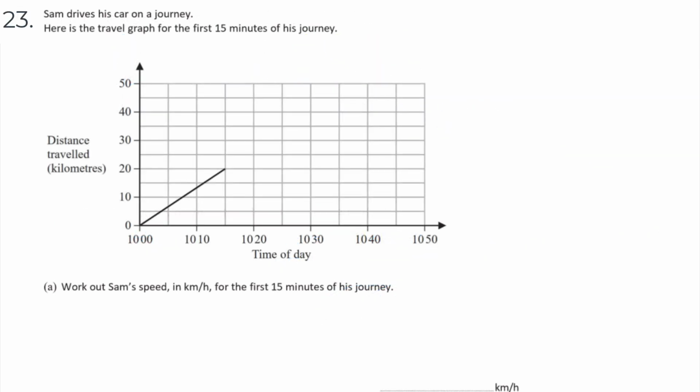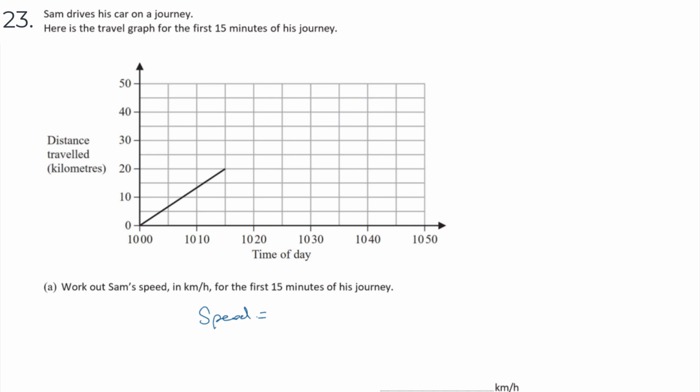Sam drives his car on a journey. Here is the travel graph for the first 15 minutes of his journey. Okay, we've got a little stumpy graph here. Work out Sam's speed in kilometers per hour for the first 15 minutes of his journey. Now, speed can be found by looking at the gradient of a distance time graph, because speed is the rate of change of distance with respect to time. So if I can find the gradient of that line, I should know what the speed is.